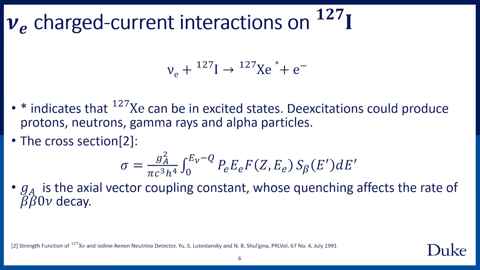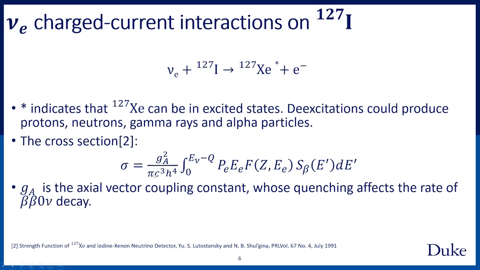Now a little bit about one example of an inelastic neutrino interaction: the electron neutrino charged current interaction on iodine-127. The formula is listed right here. The star represents that the final product, xenon-127, can end up in excited states. If that happens, you can have protons, neutrons, gamma rays, or alpha particles as a result. And the cross section is listed below.